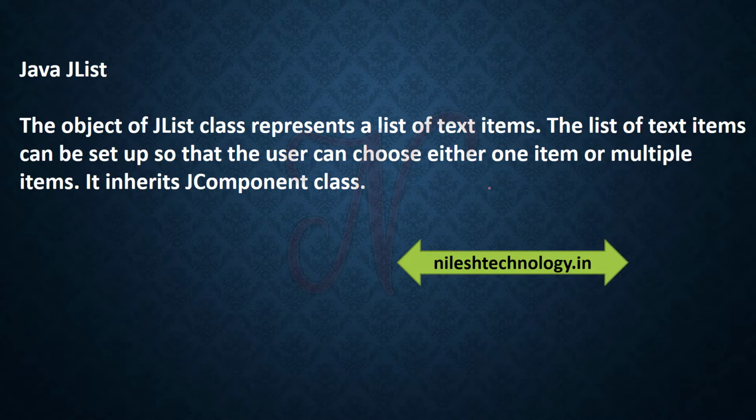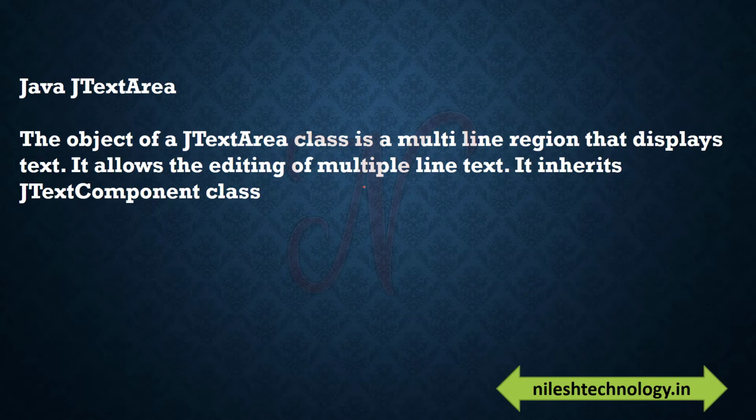Okay, so next one is the JList. So it is a list of text items. The list of text items can be set up so that the user can choose either one item or multiple items. It inherits the JComponent class. Okay, so if the JList has a limited size, then you can also add the JScrollPane to the JList.